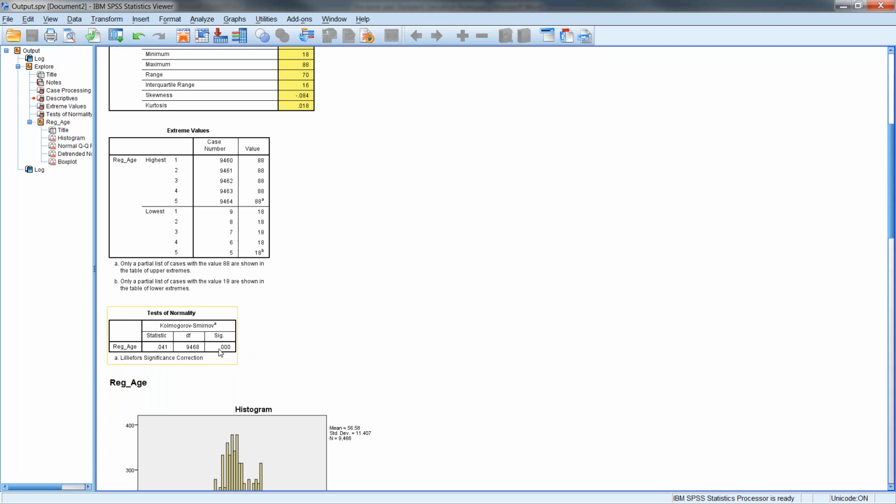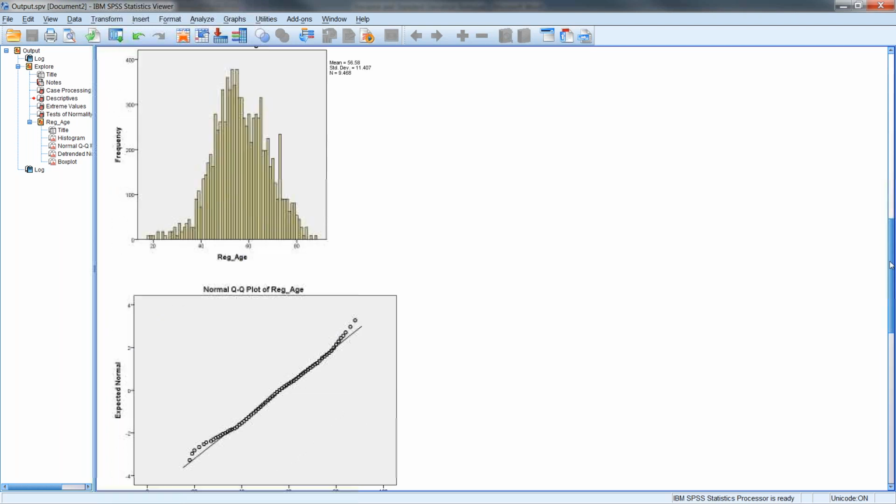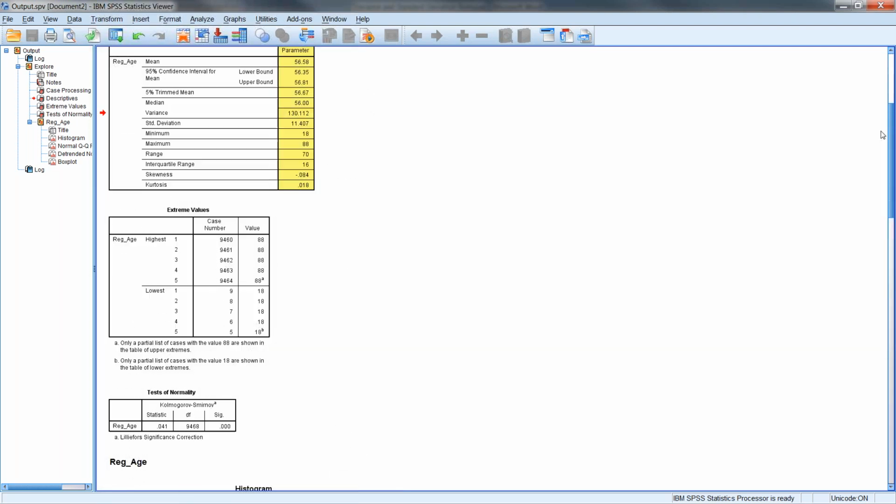So this is basically telling me, since it's significant, that it's not a normal distribution. But my gosh, look at that histogram, look at that QQ plot. It looks normal enough to me. I'm going to say it is, okay?